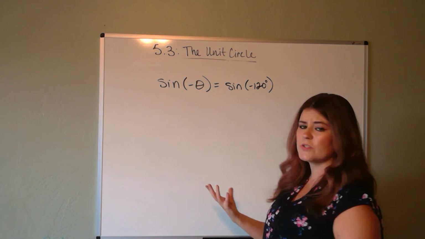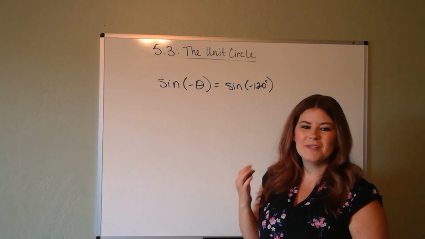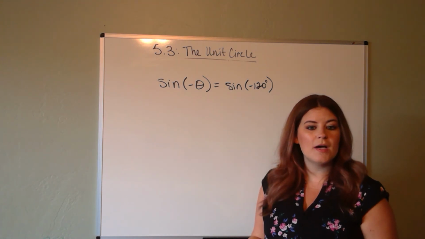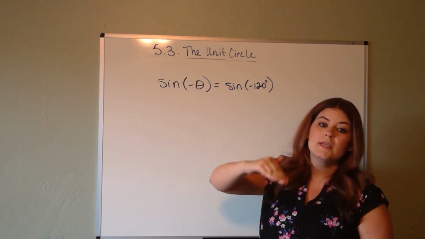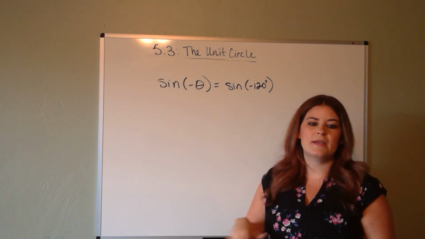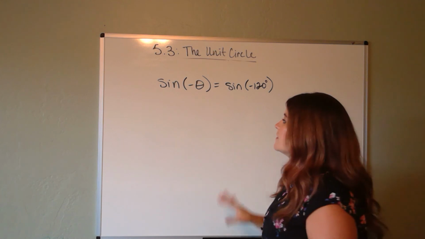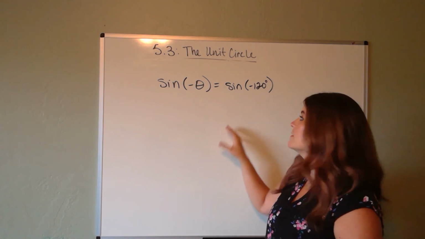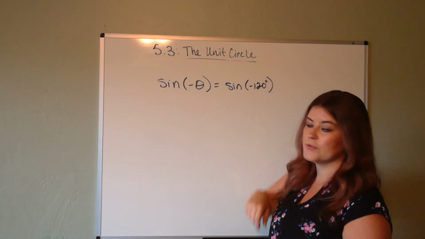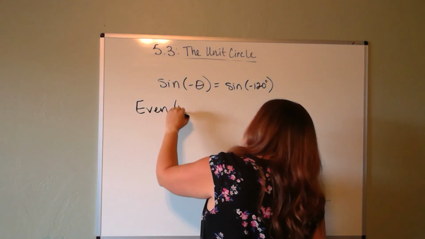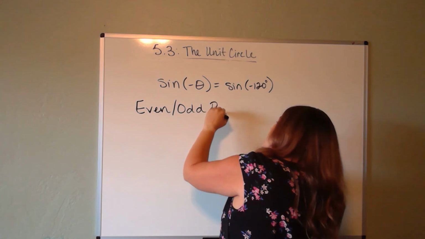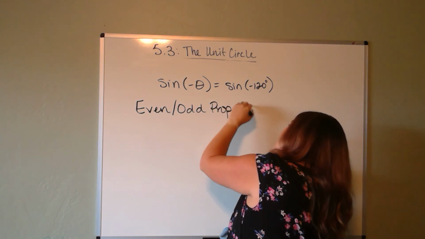When you look at your unit circle, you don't have negative angles on there. You only have the positive angles. And sure, you could think about, okay, if I rotate this way 120 degrees, where do I land? You could do it that way. But there is an easier way to find the trig functions for negative angles. And it's to talk about what we call the even or odd properties of trig functions.